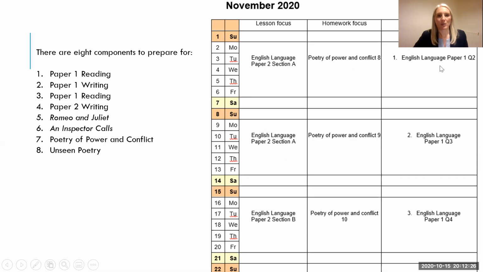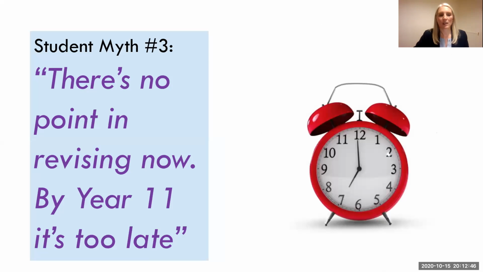In terms of revision then, what students should be doing in their own time is practicing English language paper 1. We are unlikely to be able to spend much time revising English language paper 1 in lessons. So that's something that students are really going to have to undertake independently. We'll also be starting revision sessions to support that. I'll give you some more details in a second.